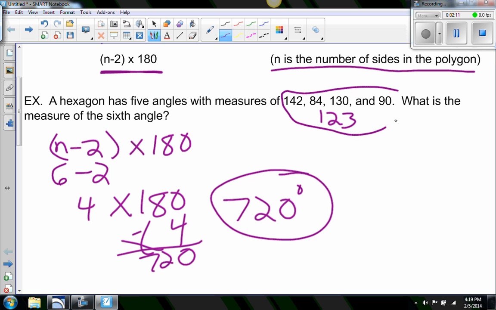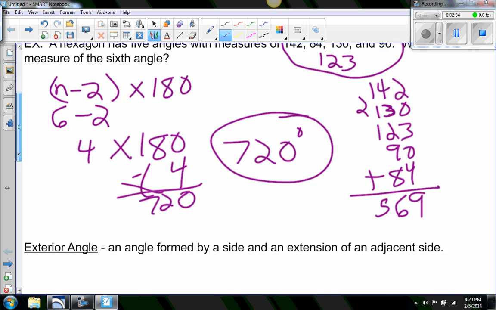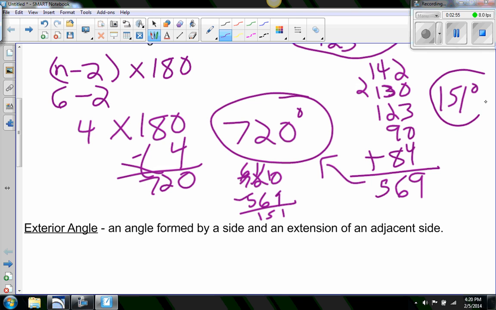Well, then we need to figure out how many degrees have been used up. So I add these up. 90 and an 84. 479. So 569 degrees have been used. So how many are left to get to there is what I need to know. So 720 minus 569. So there are 151 degrees left over. So then my 6th angle would be 151 degrees.